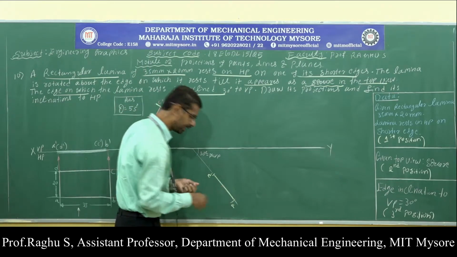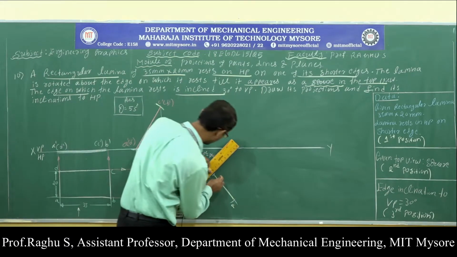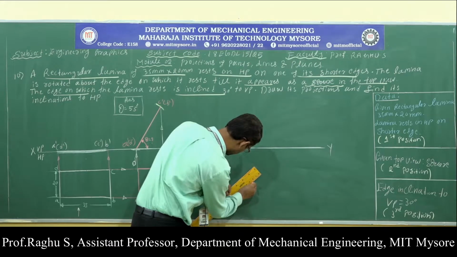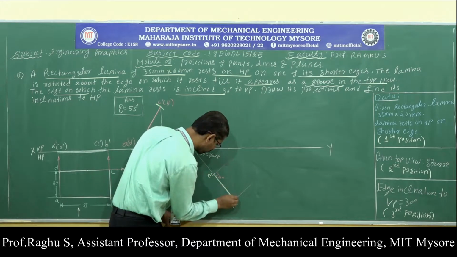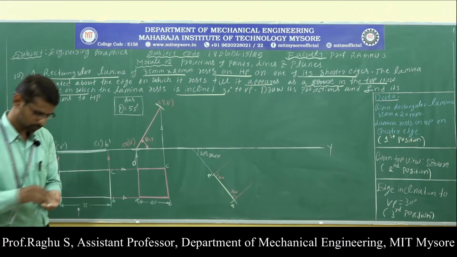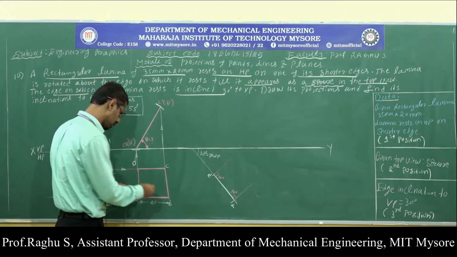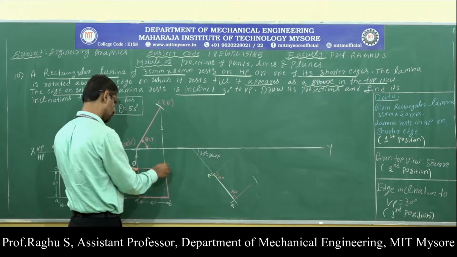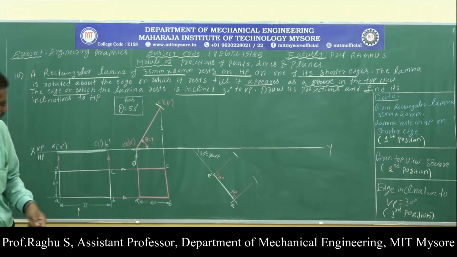So just draw a 90 degree line using a protractor. Draw 90 degree lines. Here also 90 degrees. Next, using a compass, measure this distance A to B, cut an arc. Measure this distance D to C, cut an arc.